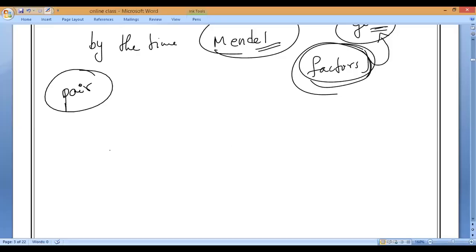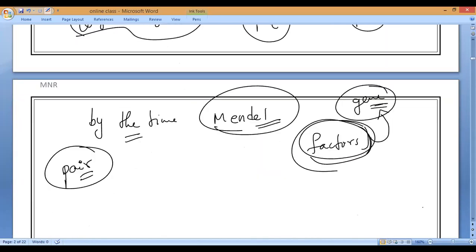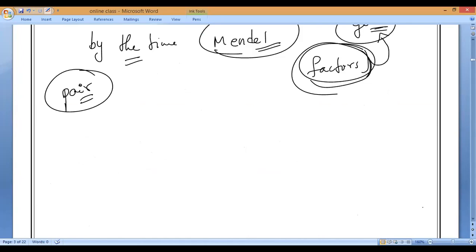So as we know, these genes always work as pairs. These genes control the same characteristics. As we told you, for example, the length of an organism will be controlled by the gene, either tallness, capital T, or dwarfness, small t. So the genes controlling the same characteristic of an organism are of two types. That is what we are going to study now.